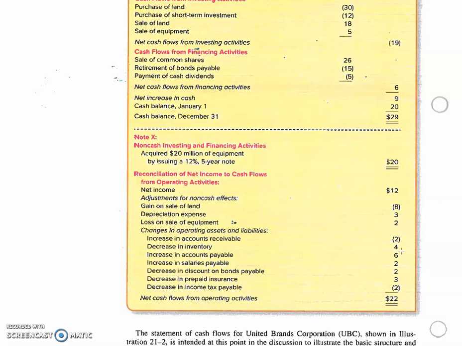So we need to add back that decrease in an asset. So if an asset increases, we subtract that. If an asset decreases, we add it back because that means there was less cash paid for something than the amount of expense that was reported related to that. Okay, so then we move on down here.